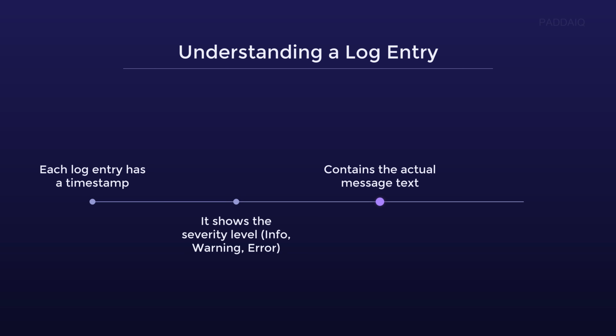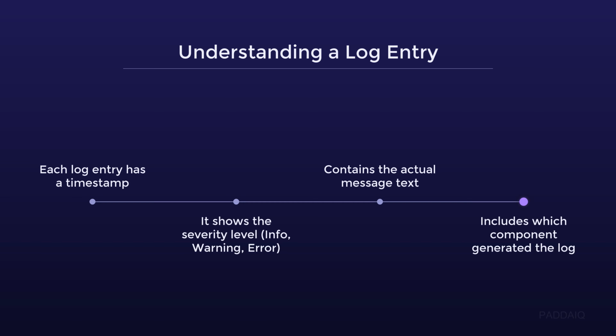Contains the actual message text. This is the core content describing what happened, like an error detail or status update. For example, if a user login fails, it might say authentication failed, invalid password. This message text provides the essential information you need to understand and address the event.